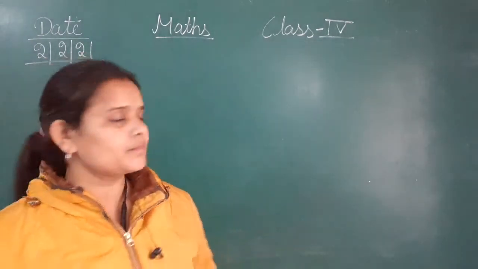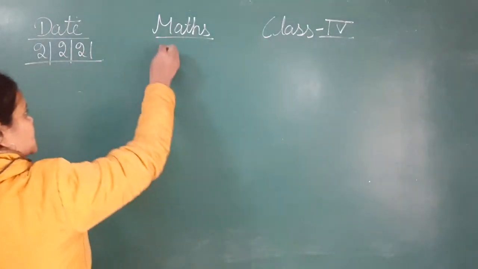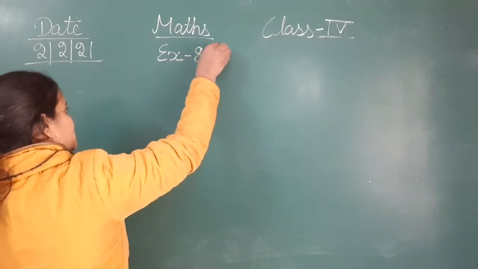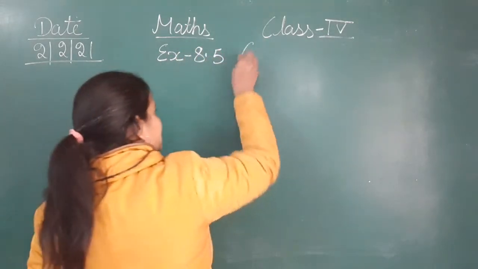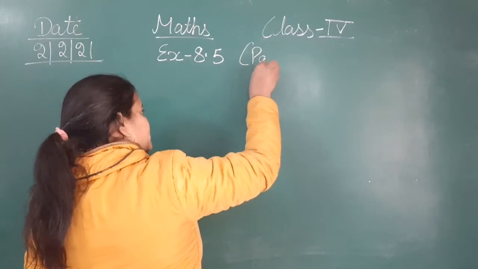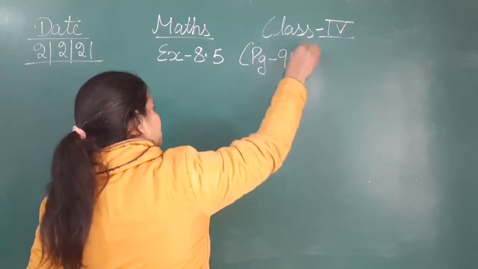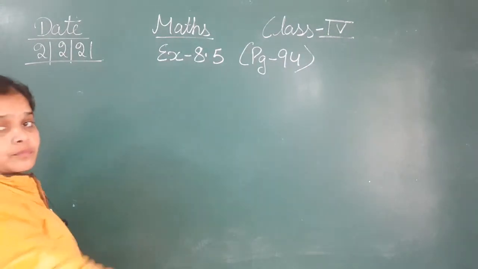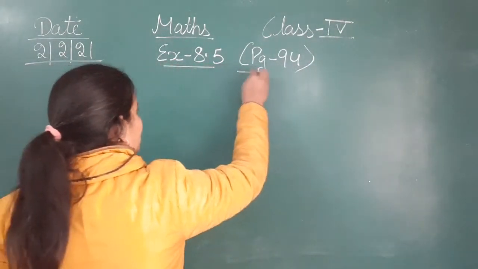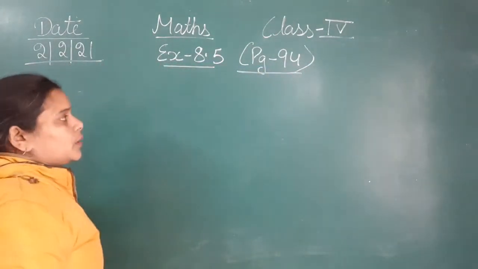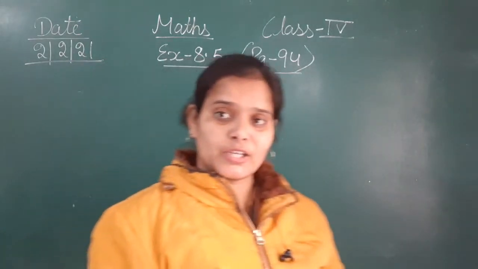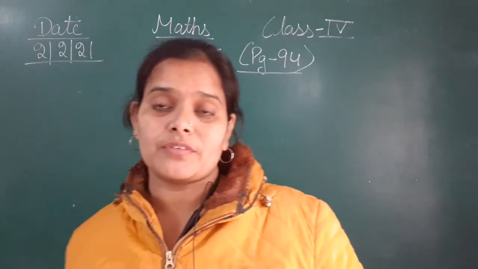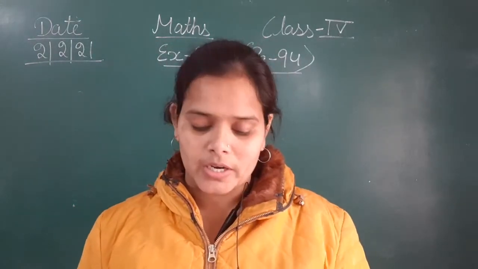So today's topic is exercise 8.5, and this is given at page number 94. This is what we are going to start. So we are going to continue with it. Chaliye, starting with the question number 5, as up to 4 we have already done.